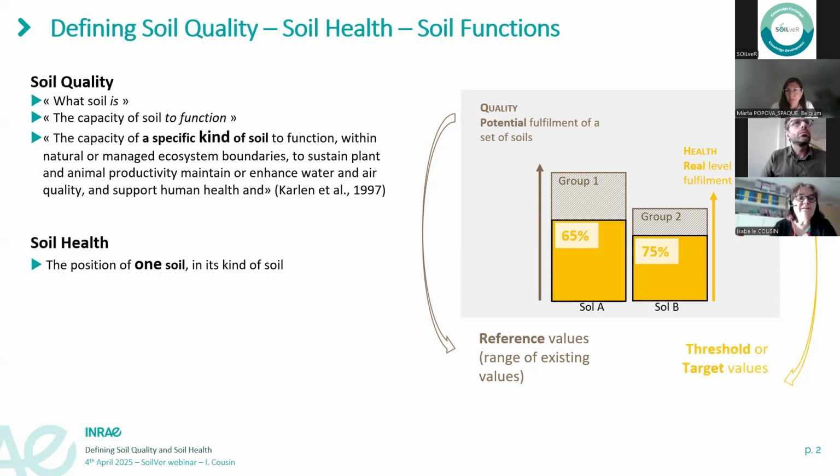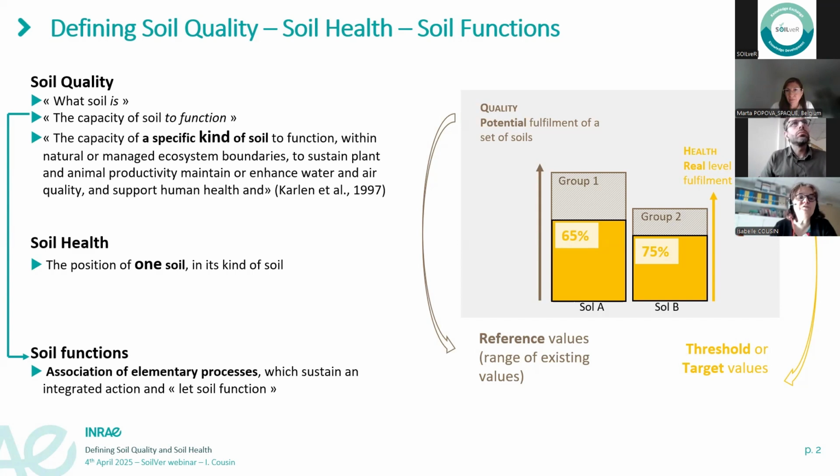An important point here is that you can see one of the definitions of quality is the capacity of soil to function. So it means that we have to define some soil functions that we have here defined as the association of elementary processes which sustain an integrated action, which is a function, and then let soil functioning. So if we are interested in soil quality or soil health, we have to define indicators for soil functions.